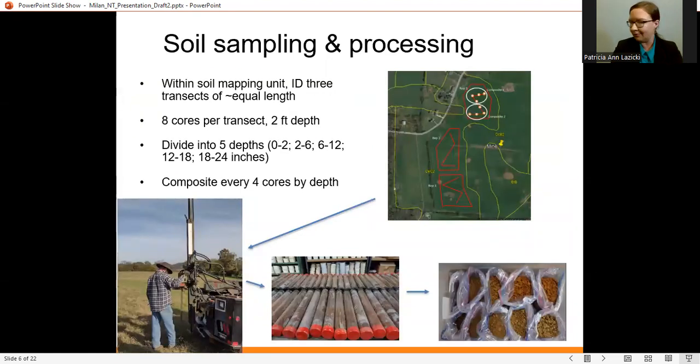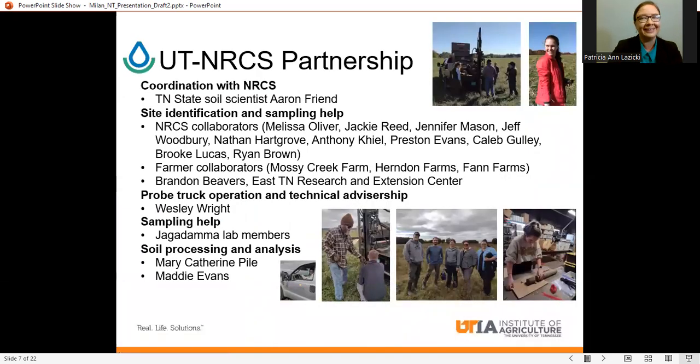So within each field, we wanted both to be representative of the management and to reduce those other sources of variability. So we took a soil map, and within each mapping unit, we identified 3 transects of about equal length. And then we took 8 cores per transect down to 2 feet. We divided those cores into 5 different depths, and then we composited every 4 cores by depth. And that's what we did our carbon analysis on. And this was a huge project.